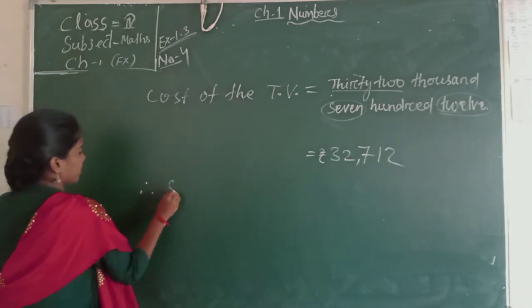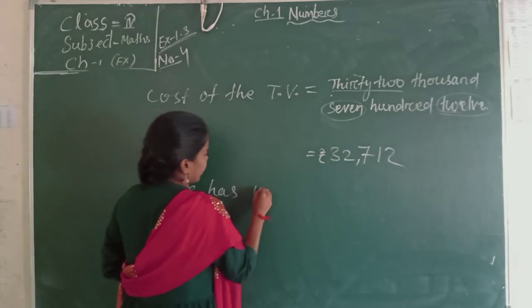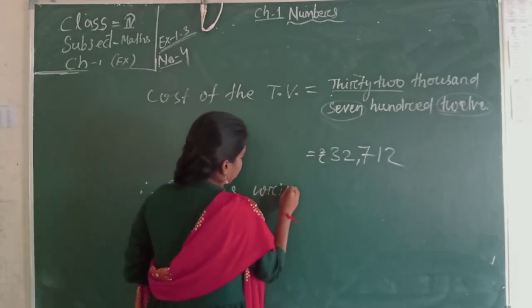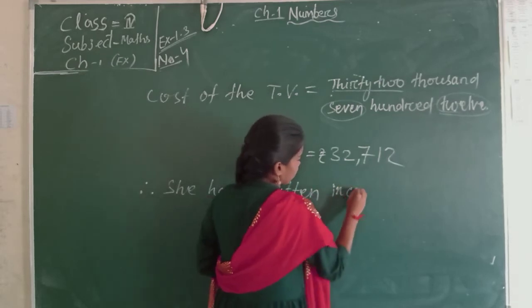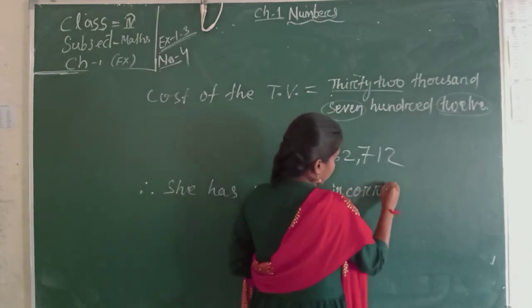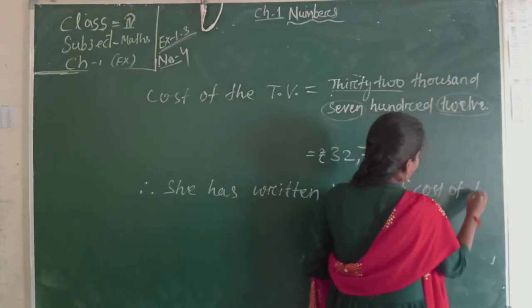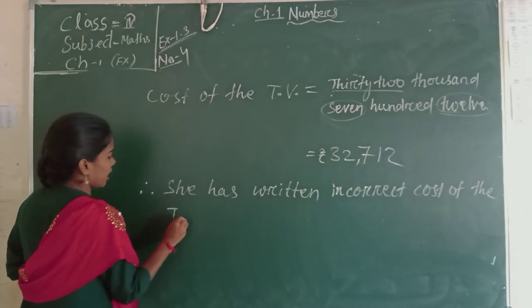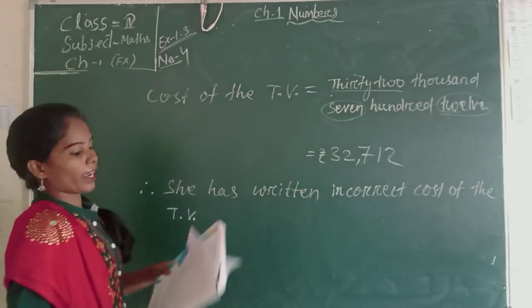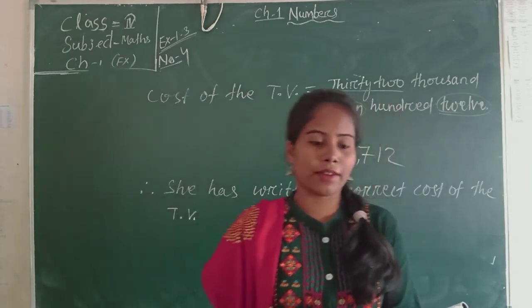So write, friends, the incorrect cost of the TV. This is the answer. Okay. Next come to your number 5.